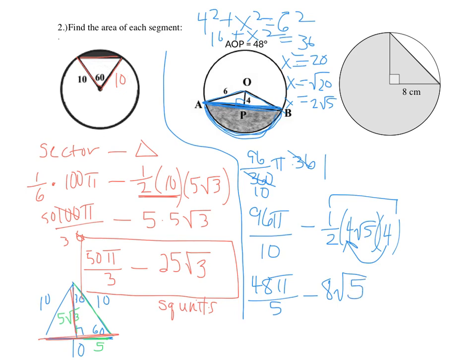And we can't combine that any further. It's as fully reduced as it can go. And so our final answer for the area of that segment is 48 pi over 5 minus 8 radical 5. And again, we don't have a unit, so we've just got square units here.